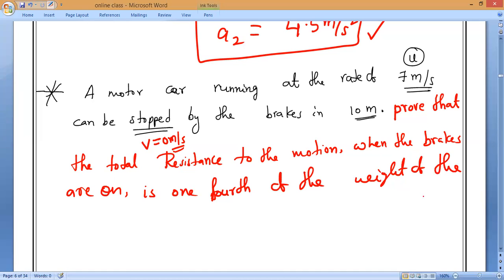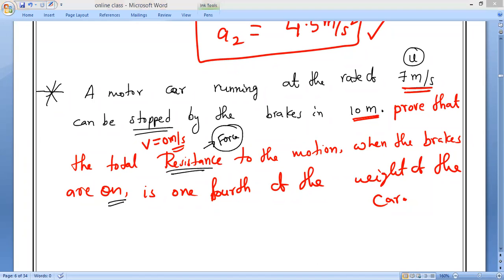So we have to prove that. The answer also they have given. Have you noticed it, Hari? Read the question. They are saying that a motor car running at the rate of 7 meter per second is stopped by applying brakes in 10 meters. Now we have to prove that. What we have to prove here? Prove that the total resistance means what? Applied force. Do you understand, everyone? Please respond. Total resistance to the motion when the brakes are on means applied force is 1/4 of the weight of the car. That is what we have to prove.